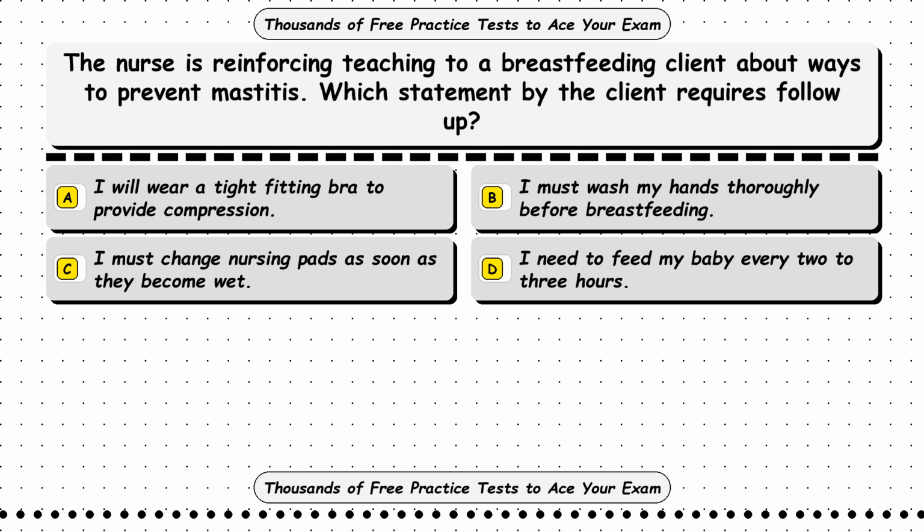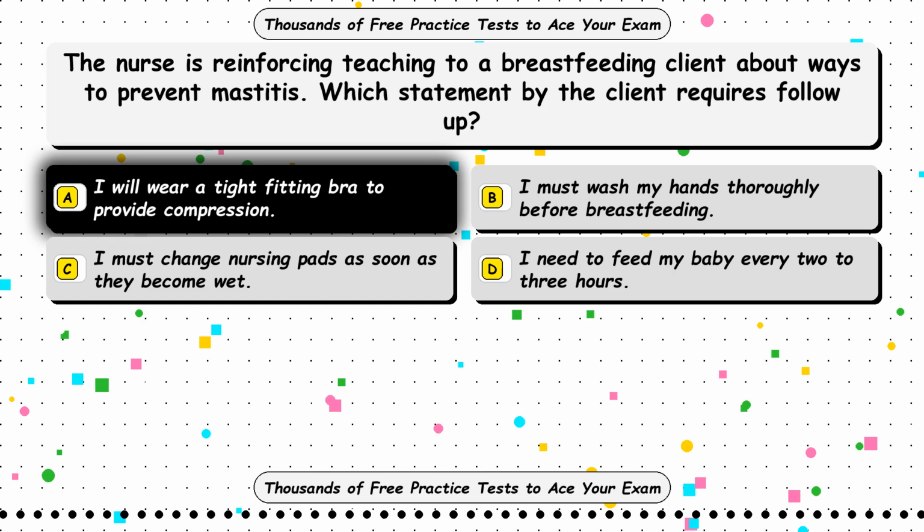Question 32. The nurse is reinforcing teaching to a breastfeeding client about ways to prevent mastitis. Which statement by the client requires follow-up? Option A. I will wear a tight-fitting bra to provide compression. Option B. I must wash my hands thoroughly before breastfeeding. Option C. I must change nursing pads as soon as they become wet. Option D. I need to feed my baby every 2 to 3 hours.